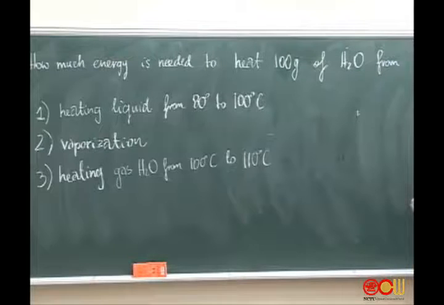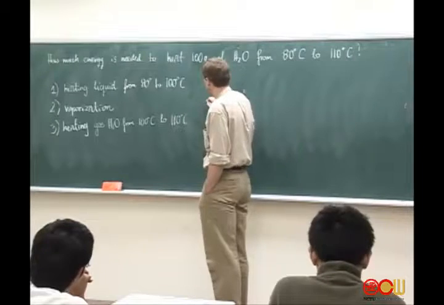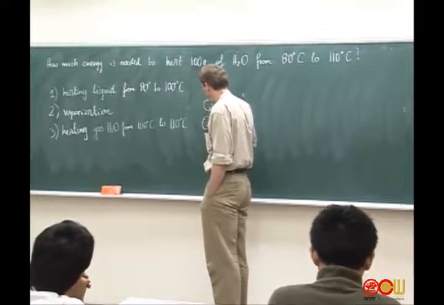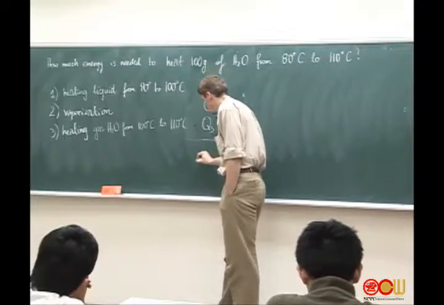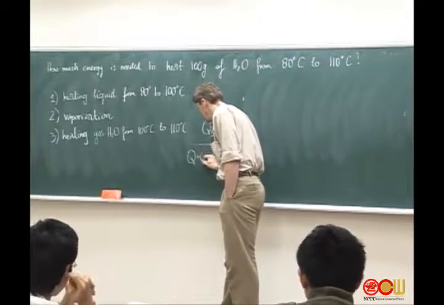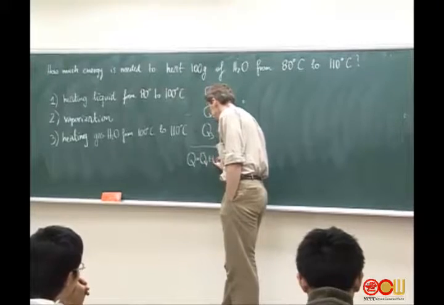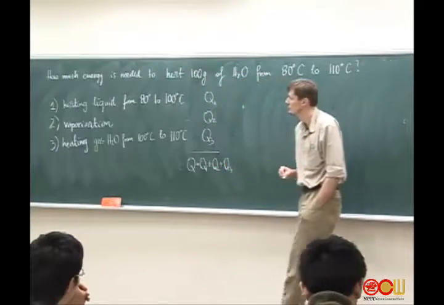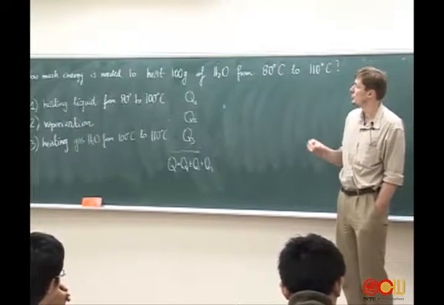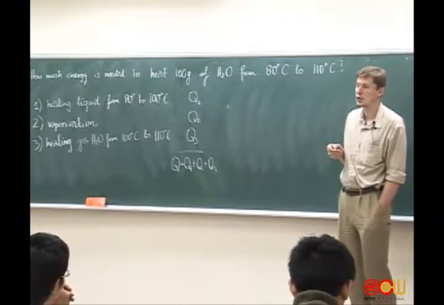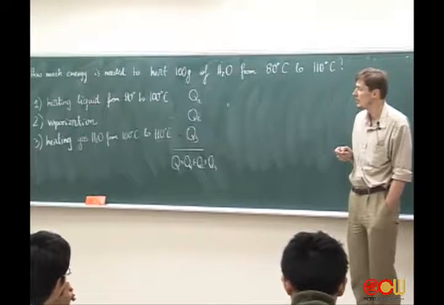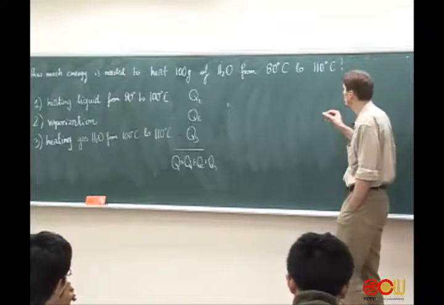Good. So, how much energy? We have heat 1, heat 2, and heat 3. And finally, we calculate the total energy needed for this just by adding these 3 numbers. Now, the exercise doesn't tell us if this is constant pressure or constant volume. Well, we can assume something. So we assume constant pressure.